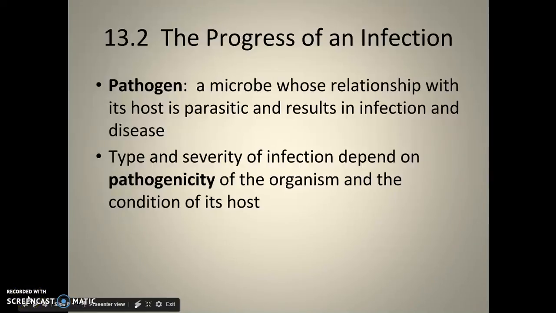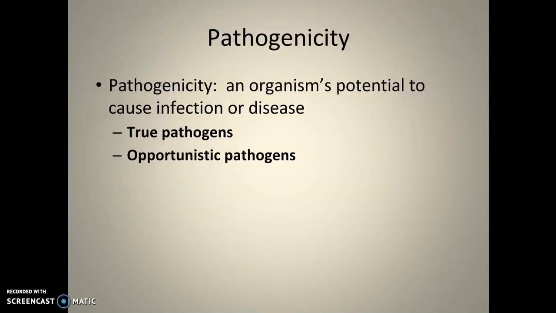So, any microbe that is related to some sort of infection or results in an infectious disease is called a pathogen. And the pathogenicity of that organism is the definition of what the severity of the infection is that they can cause. So something that has a high pathogenicity is really going to cause a more severe infection. Now, there are some organisms that are considered true pathogens and some that are considered opportunistic pathogens.